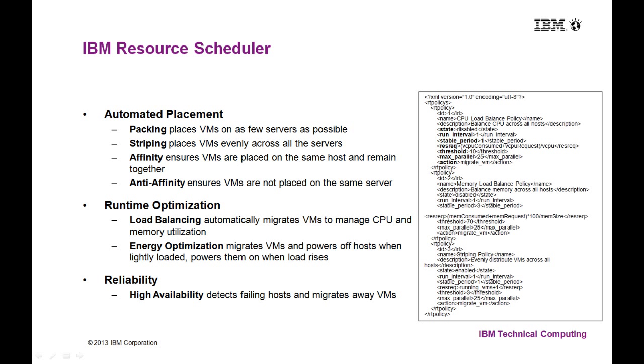A rich set of policies are available out of the box. They include policies for initial placement, such as striping and packing, policies that automate runtime optimizations, such as load balancing and energy optimization, and policies for high availability to detect and recover from errors. Now let's look at some examples.